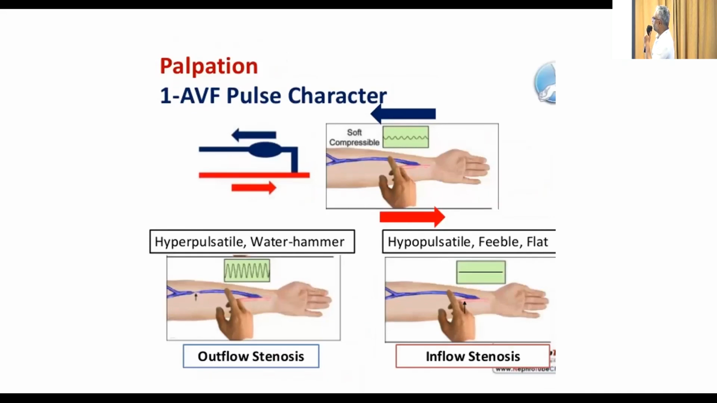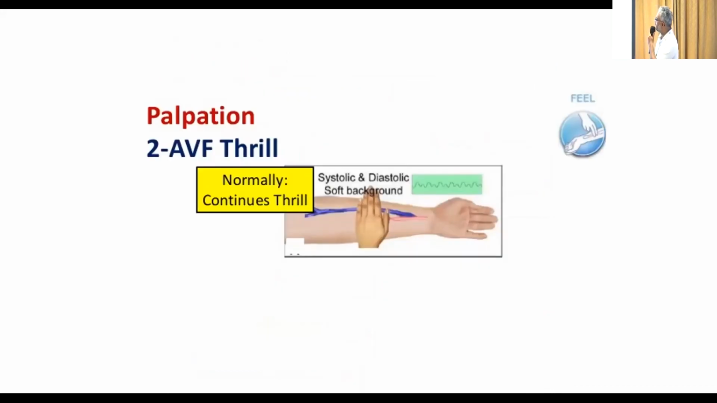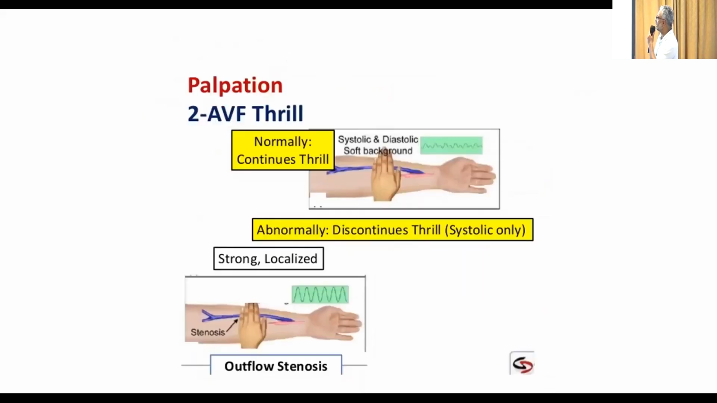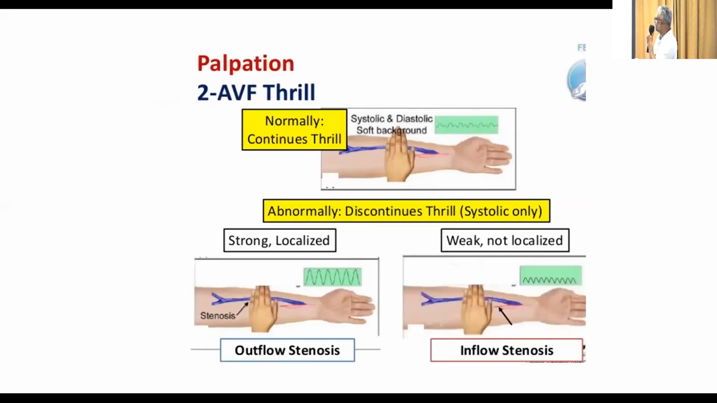So again, what about inflow stenosis? You have a very feeble and flat pulse, then you have a problem with your inflow. Again, if you get this, send him to the surgeon or whoever did the fistula, sort it out early. Palpation, again, you look for your thrill, nice, continuous thrill. Again, if the thrill is discontinuous or very weak, then you have an outflow stenosis.